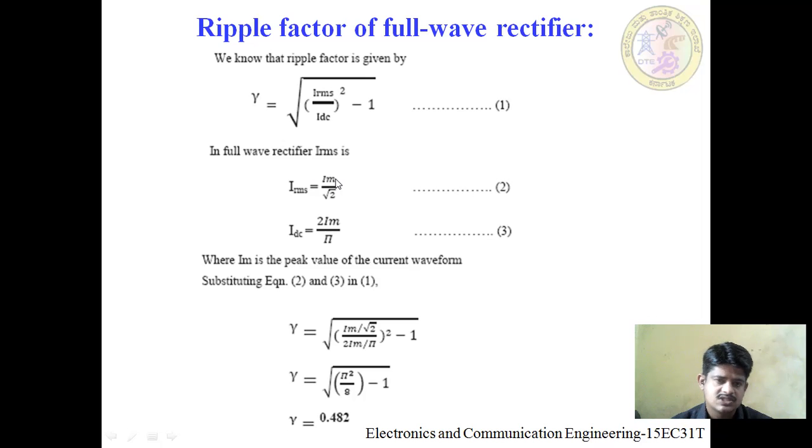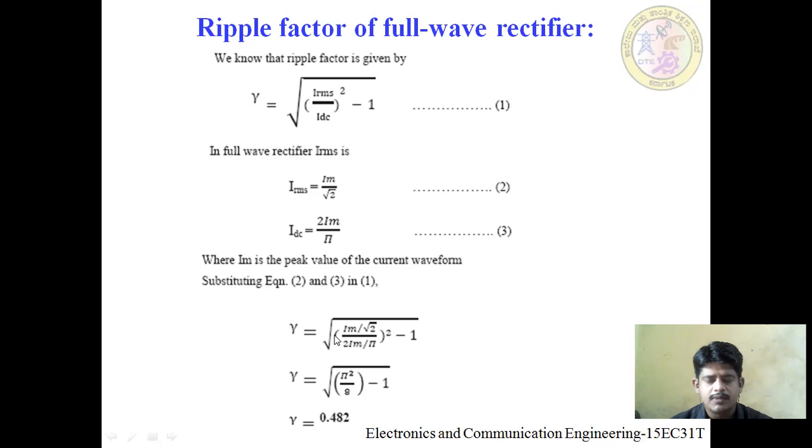IRMS is given as Im by root 2, and IDC is given as 2 Im by pi. Im means the peak value of the waveform. Now we are going to substitute these two values in this equation: IRMS is Im by root 2, and IDC is 2 Im by pi. So we have substituted these two values in equation number 1, and then we have this equation.